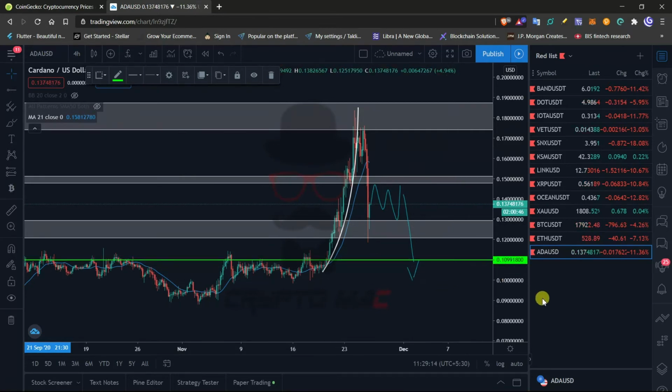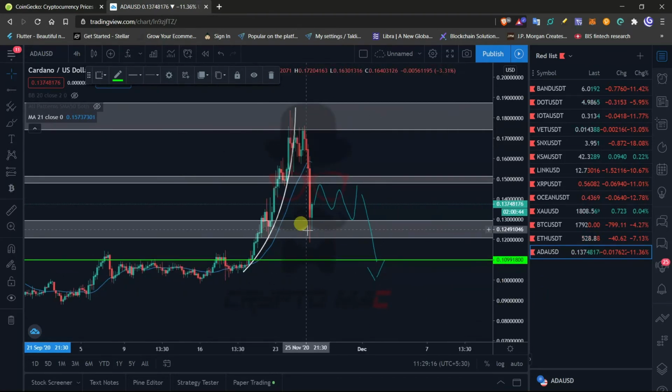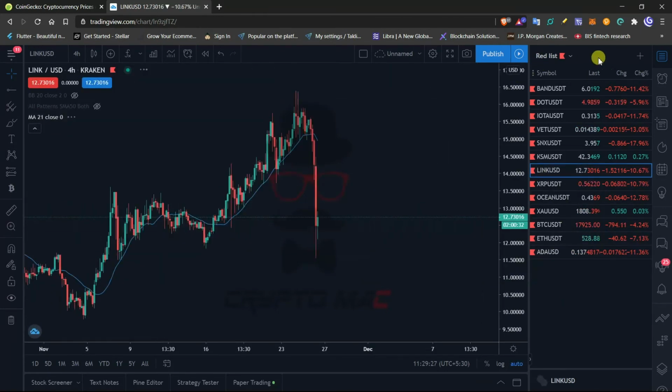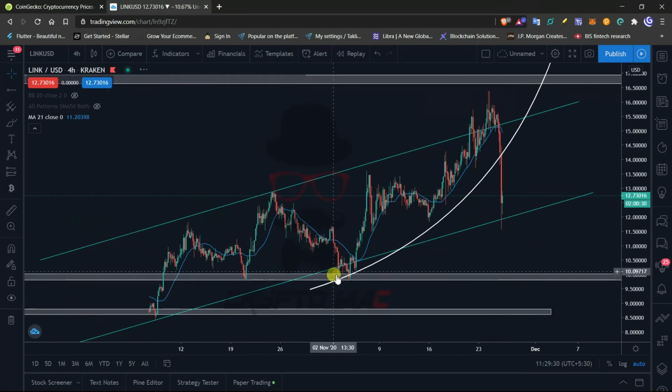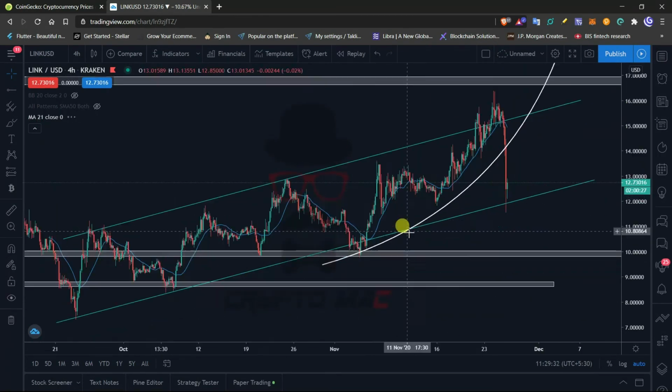$0.11 is also possible. Lots of things can happen. If Bitcoin breaks down, we can expect Cardano will also break down, and it will come up to $0.109. And in terms of Chainlink, we have been discussing this particular channel pattern, and we have broken this channel pattern.